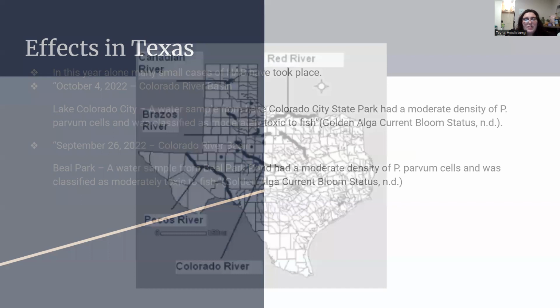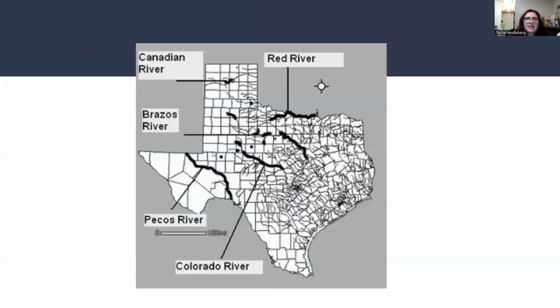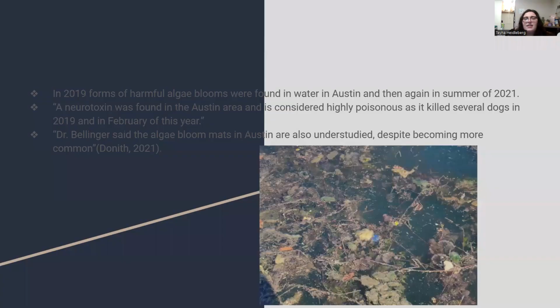And then I put this to show where some rivers are in Texas that have algae blooms and where it can occur, to see if you live by any of them. And also to show where the Colorado River is that we discussed in the last slide. So this would be the Colorado River right there. And then in 2019, forms of harmful algal blooms were found in water in Austin, and then again in the summer of 2021.